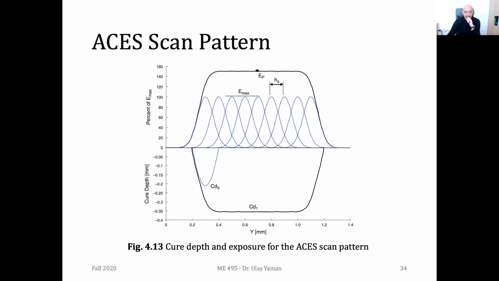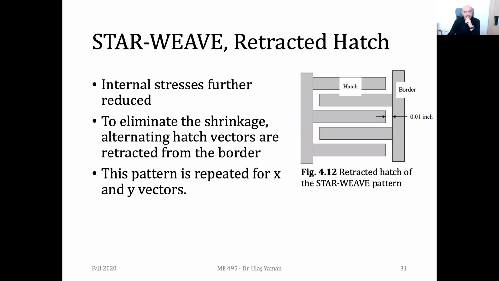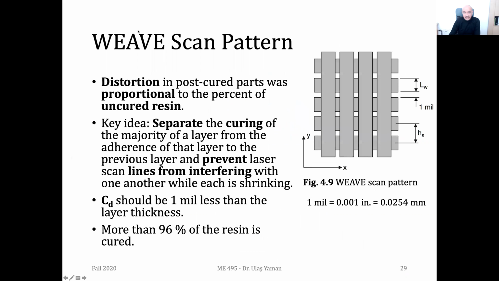I still couldn't get what you mean by joining. In Starry, we have retracted hatches. These hatches are not connected to the boundary, but in the original weave pattern, they are all connected to the boundary. We don't have any gap between the boundary and the hatches. If this was your question.